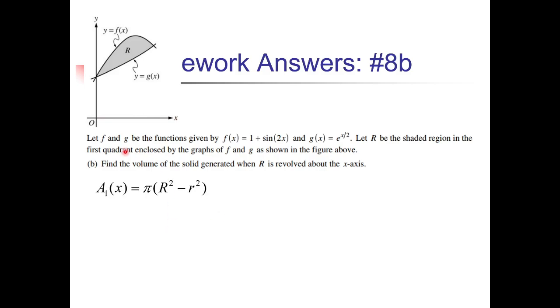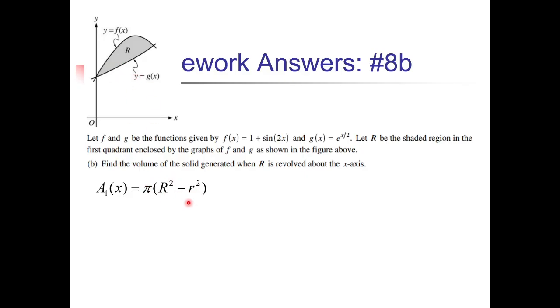Now I'm going to call this a sub 1 of x. Normally I wouldn't bother with the subscript, but I looked ahead and I know in part C that I'm going to need another area formula that I don't want to mix up with this one. You never want to assign the same function name to two different things in the same free response problem. It gets very confusing. So this is my area function for this part of the problem.